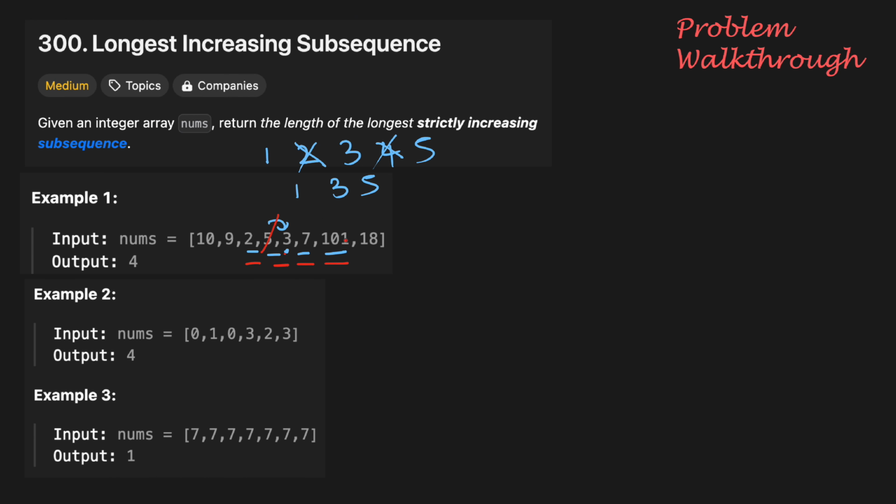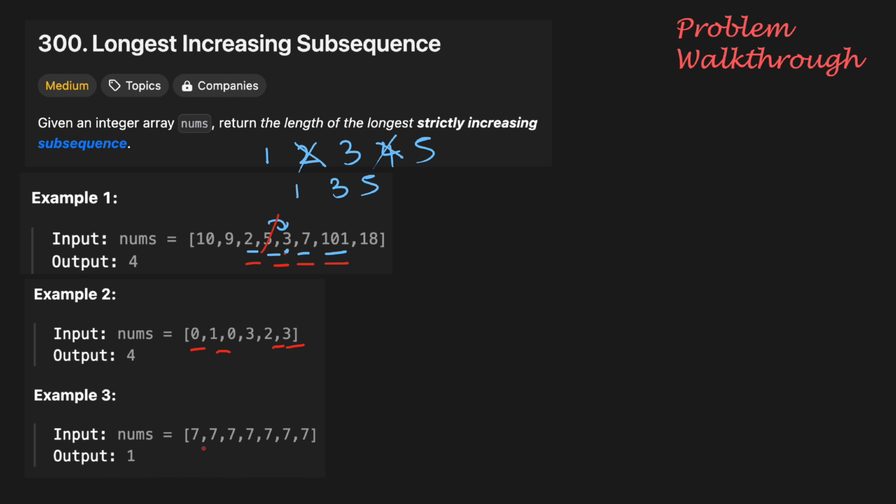Similarly, we can skip 101 and take 18 instead, but we have to return the length of the longest increasing subsequence, which will be 4. Similarly, in example 2, for the given nums array, one of the longest increasing subsequences can be 0, 1, 2 and 3, which has length equal to 4, and that will be our answer.